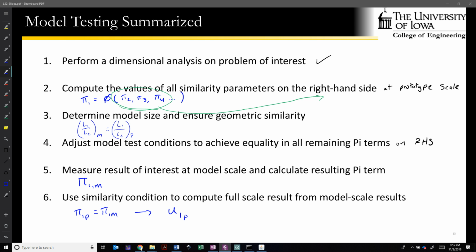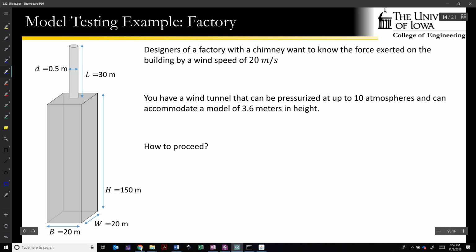So we're going to come back to this example of the wind force on a building. Some designers of this factory, instead of an office building, now it's a factory, want to know what the force exerted by the wind is when the wind is blowing 20 meters per second, and the building has these dimensions shown here. So 150 meters high, a 30 meter smokestack with a half meter diameter, and then a 20 meter by 20 meter base footprint. We can assume, once again, that we've got windows, though those really won't factor into this example.